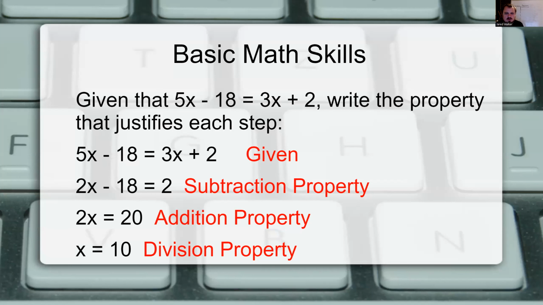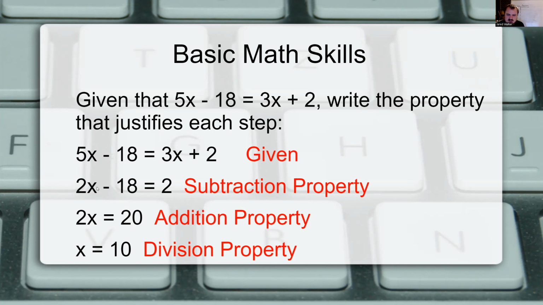So look at this problem right here. 5x minus 18 equals 3x plus 2. So again, we're solving for x here. But what you'll see is you explain each step and how you got there. So the first line, we'll just say given, meaning given equation.